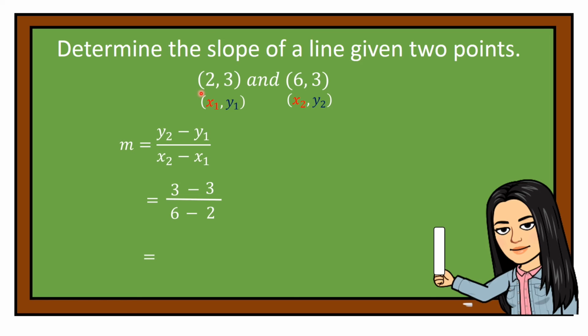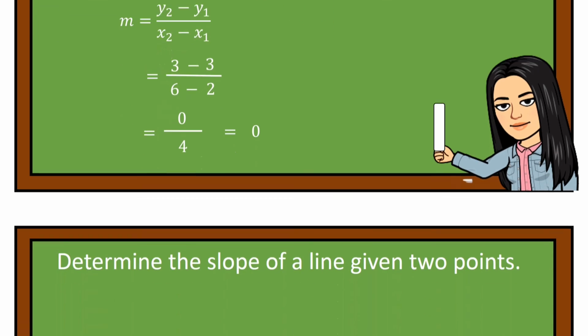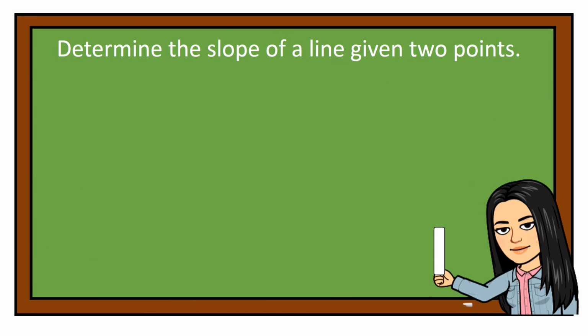So, let us simplify. 3 minus 3 is equal to 0 over 6 minus 2 is equal to 4. Since our numerator is 0, our final answer will be 0. So, our slope is equal to 0. For our last example, 4, 5, and 4, negative 6.